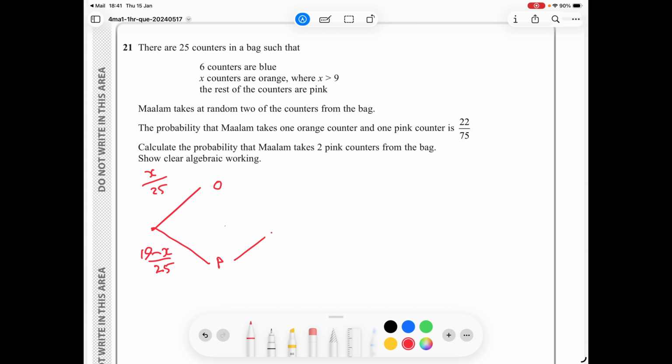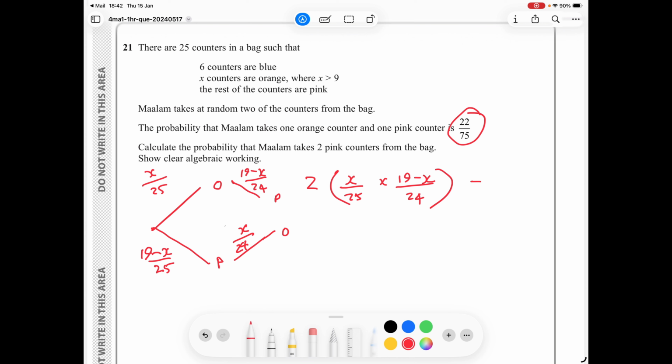And then we take an orange, and that would be X over 24. And then we take a pink, and that would be 19 minus X over 24. So in order to get this number, we have to do X over 25 times 19 minus X over 24, all times 2, because they basically can be swapped, equals 22 over 75.